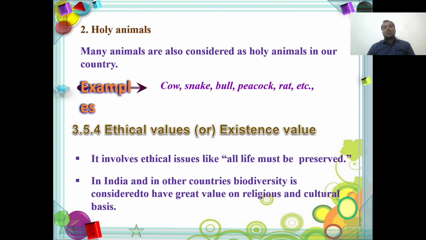Then holy animals. Cow, snake, bull, peacock and rat are also considered holy animals. For example, Shiva uses the bull as his vehicle, and some other gods also use animals as their vehicles. So these animals are considered holy animals.